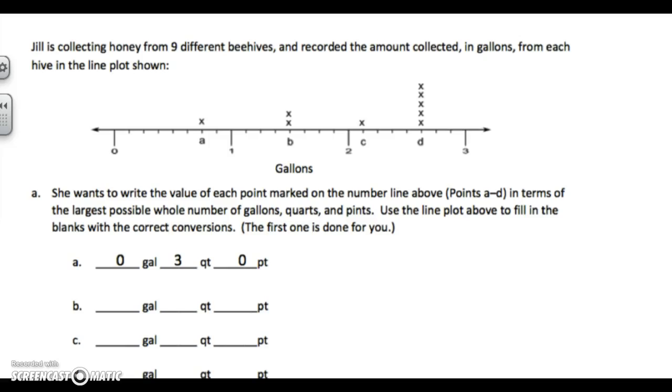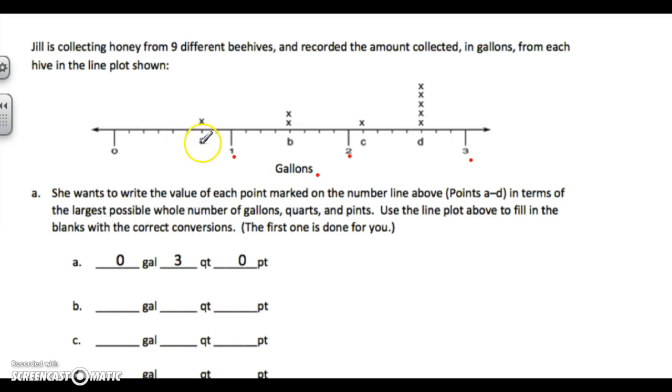All right, 7, because it relies on information that you carry over from the first step. It's really important that you understand the first step. So it says Jill's collecting honey from 9 different beehives and recorded the amount collected in gallons from each hive in the line plot. So this one right here is 1 gallon. This line right here is 2 gallons. This line right here is 3 gallons. Okay. And then it says she wants to write the value of each point marked on the number line above.